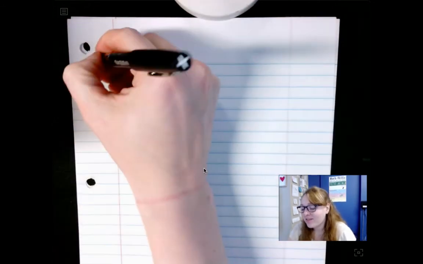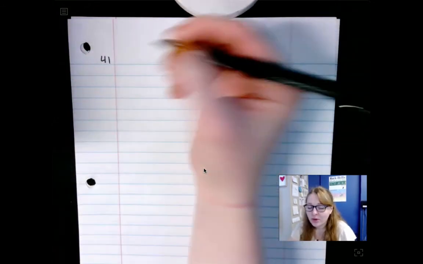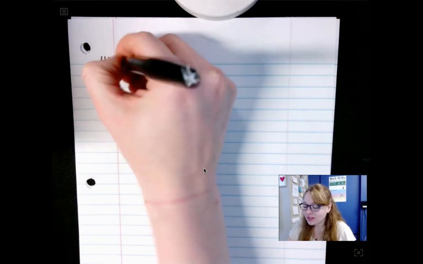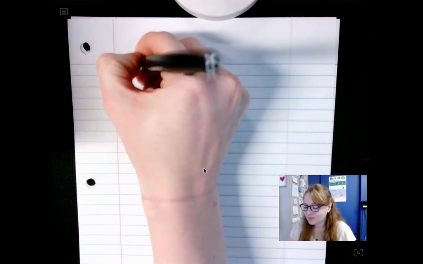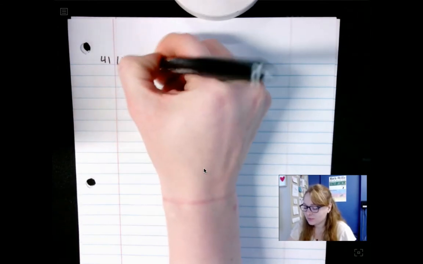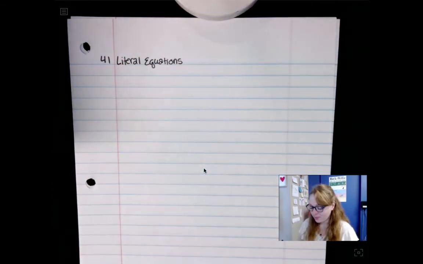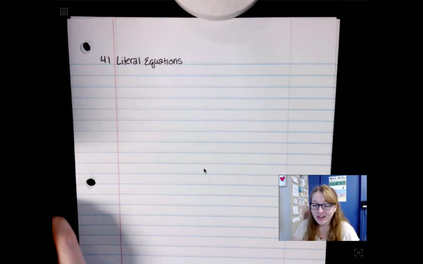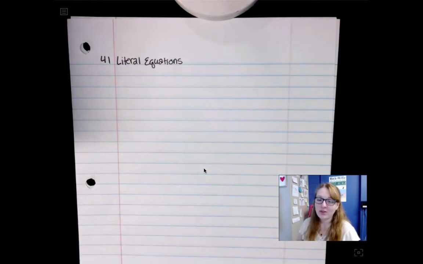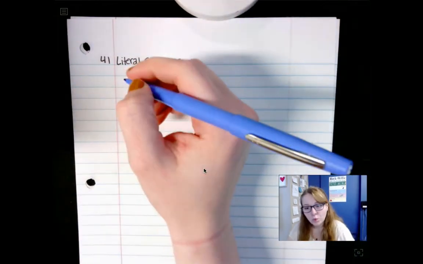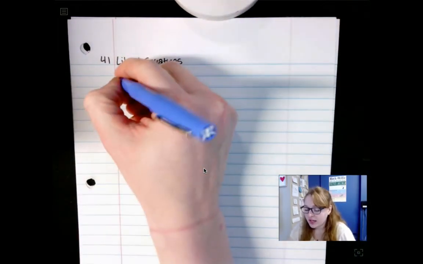Today we're going to be on page 41 and 42, and we are going to be introducing literal equations. So literal equations are going to help us answer the question, can we do math without numbers? And that answer, spoiler alert, is yes, we can through these literal equations. So first of all, let's define what a literal equation is.